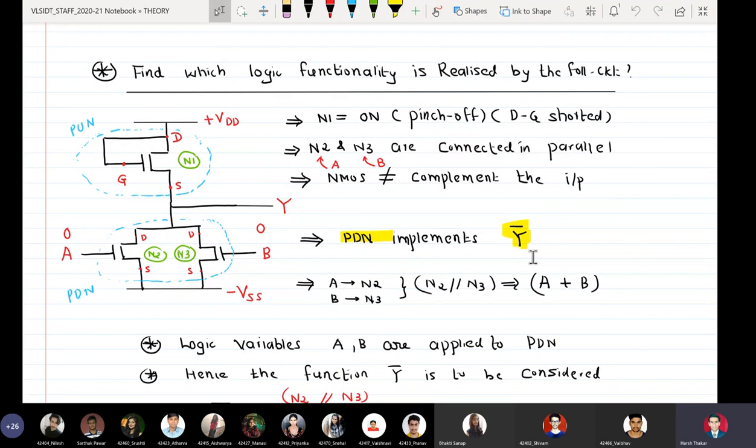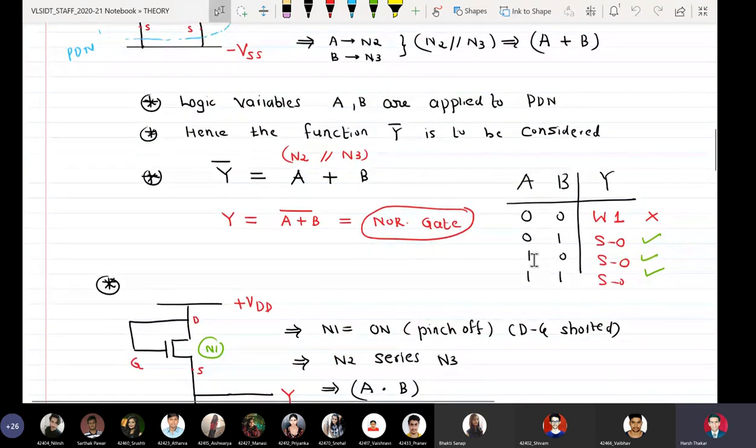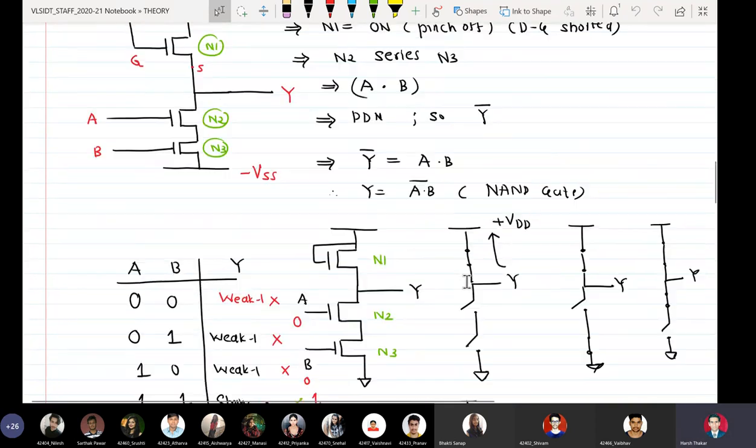So if it is PMOS logic, we get a weak 0. If we use NMOS logic, we get a weak 1, which we do not want. That is why the solution to this problem of getting weak 1s when we use NMOS logic and weak 0s when we use PMOS logic is solved by using CMOS logic.